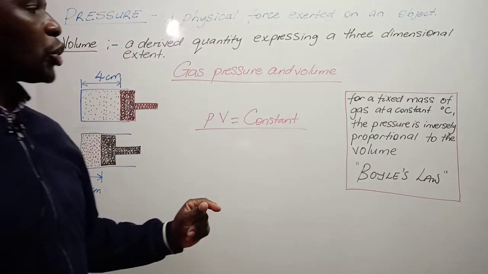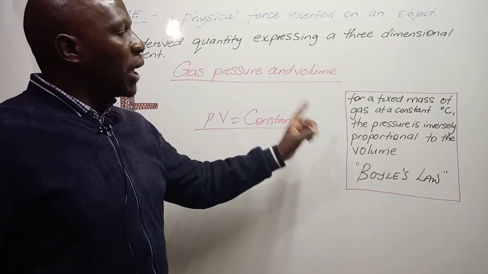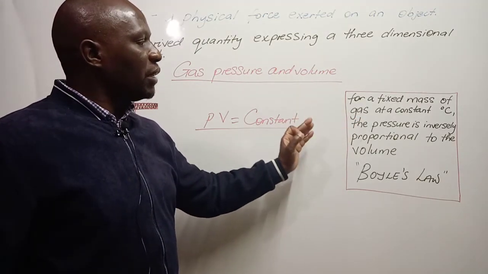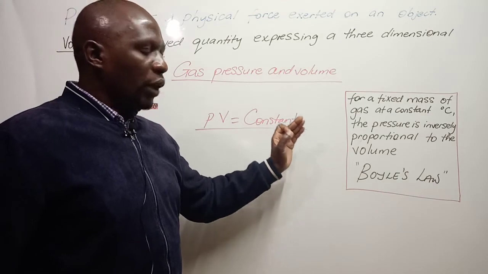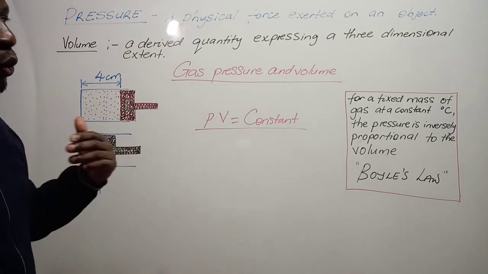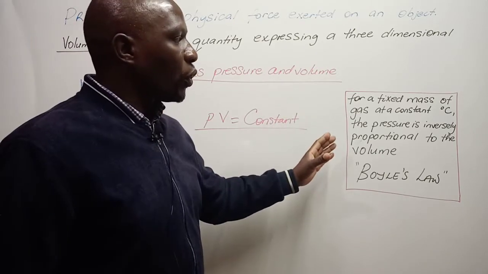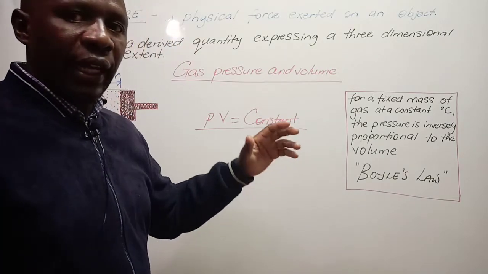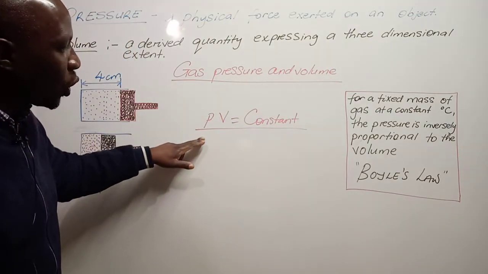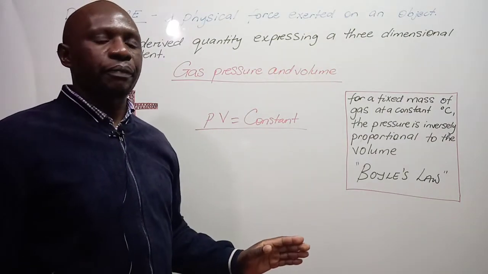And this takes us to Boyle's law, which states that for a fixed mass of gas at a constant temperature, the pressure is inversely proportional to the volume. That is Boyle's law, right? But what is important in this law is the fact that the temperature should be kept constant for us to safely conclude that pressure times volume is equal to a constant.